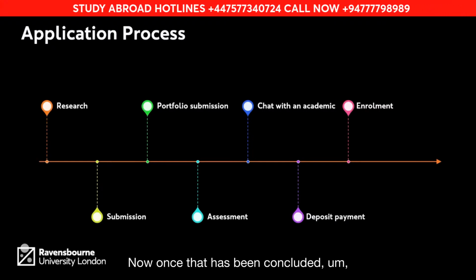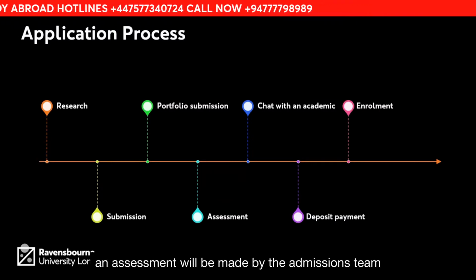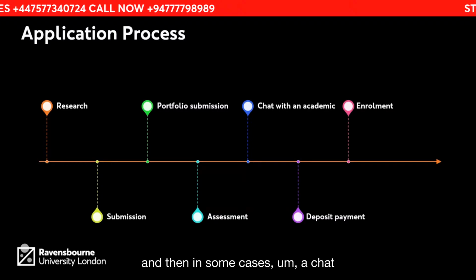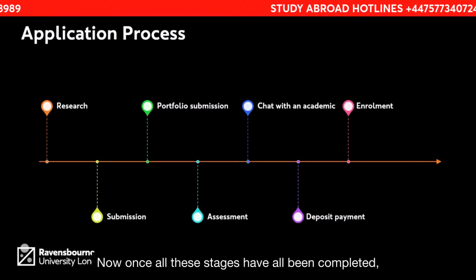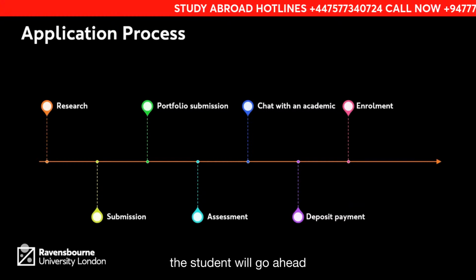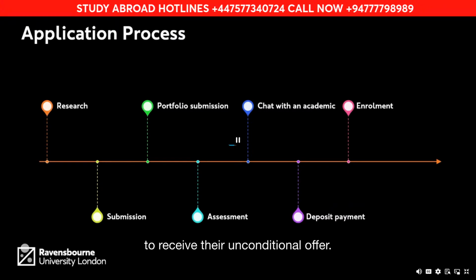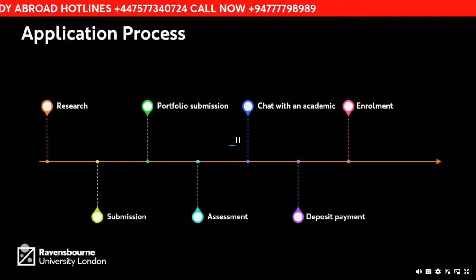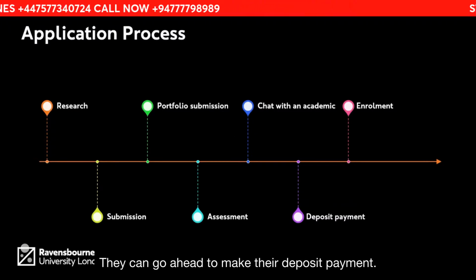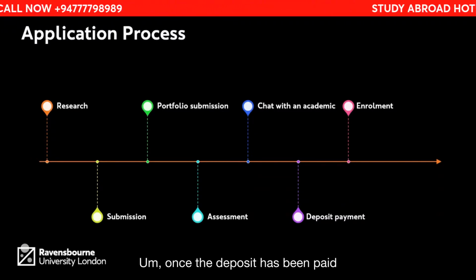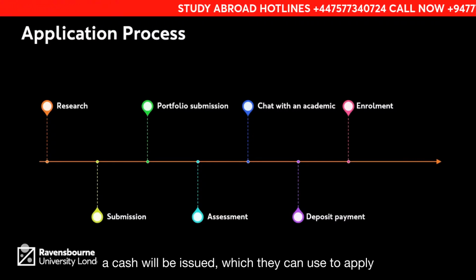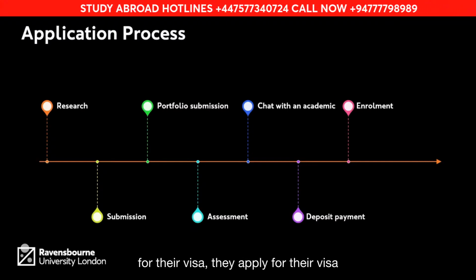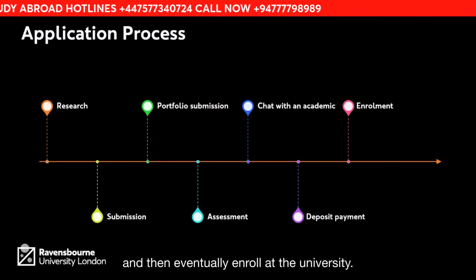Now, once that has been concluded, an assessment will be made by the admissions team, and then in some cases, a chat with an academic will be put in play. Once all the stages have been completed, the student will go ahead to receive their unconditional offer. They get the unconditional offer, they can go ahead to make their deposit payment. Once the deposit has been paid and the university has confirmed that, a CAS will be issued, which they can use to apply for their visa. They apply for their visa and then they fly into the UK and then eventually enroll at the university.